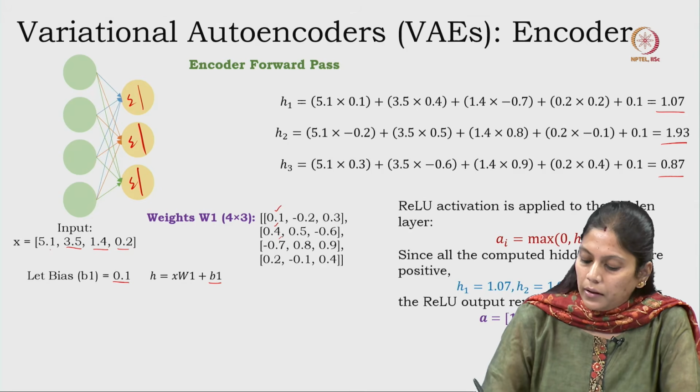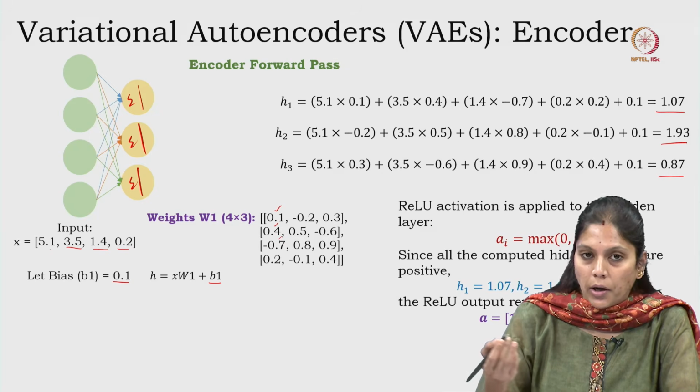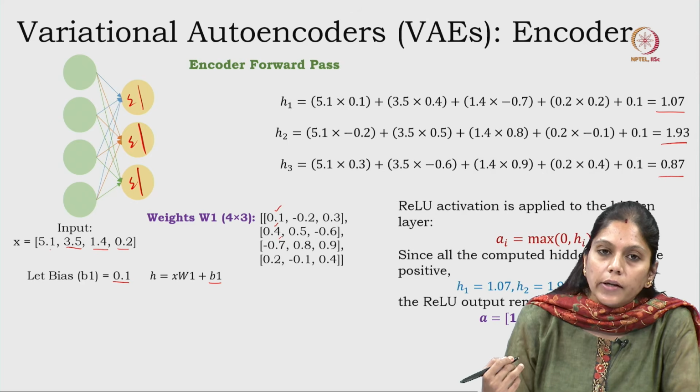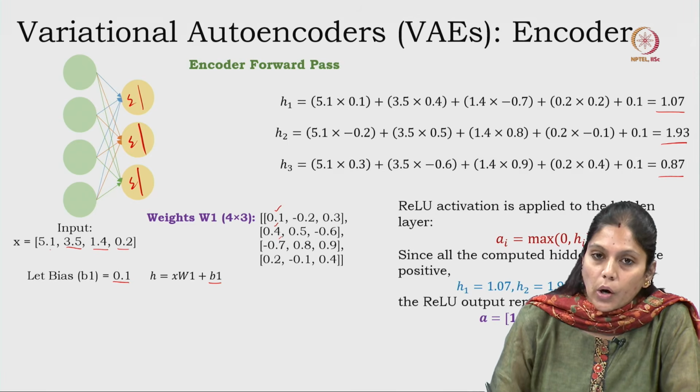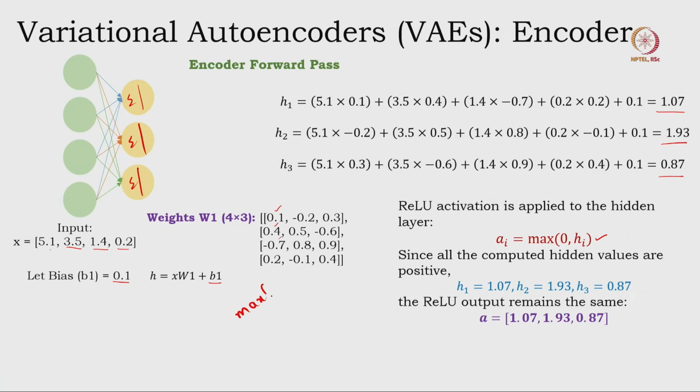So what is the ReLU formula? Is it not a max of 0 comma whatever is the input that you are passing? Here the input we are passing is h. So max of 0 comma h. Now when we pass the first h value, which is 1.07, the maximum between these two is 1.07. So the h1 value we are getting is 1.07.